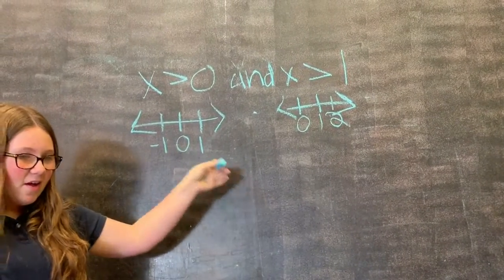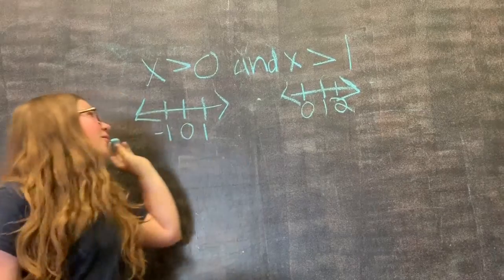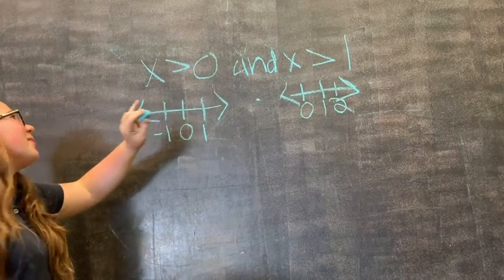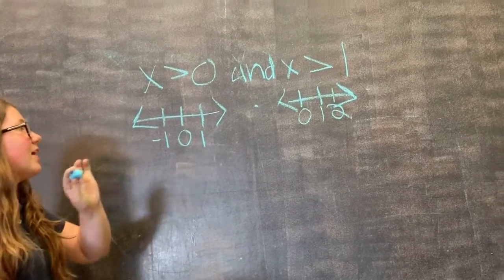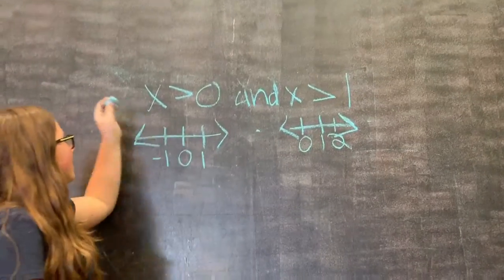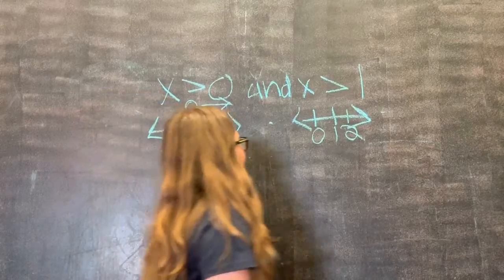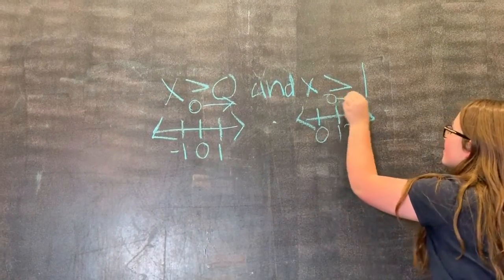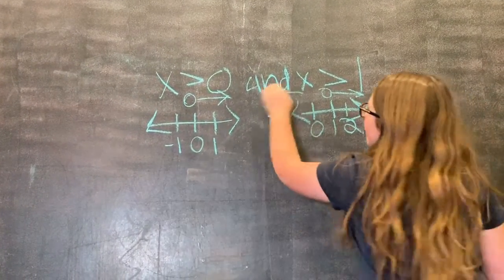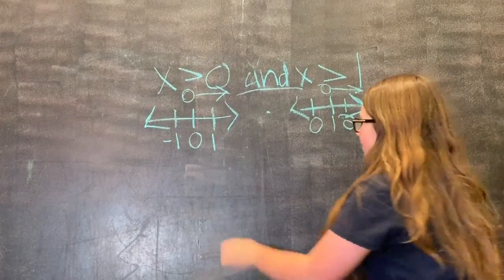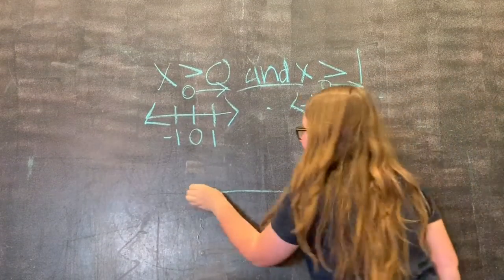Special cases for graphing compound inequalities. So for this problem, it's x is greater than 0 and x is greater than 1. So first you're going to graph normally like x is greater than 0. Then you're going to graph x is greater than 1. And it has to meet both of these. So here's your giant number line.